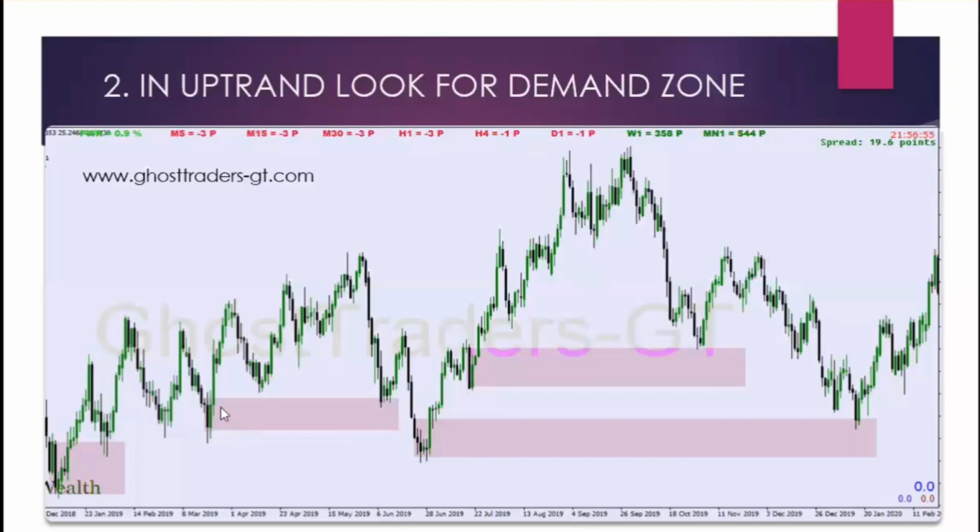As you can see here, boom, we have our demand zone. The market came down, then it moved quickly away. And as you can see here, the market, boom, it hits our demand zone, it goes up. As you can see here, it hits our demand zone, it goes up. So this is what you need to be looking for.